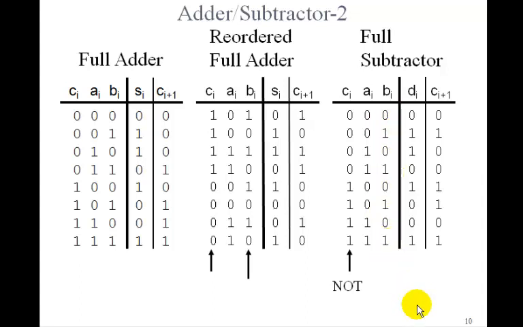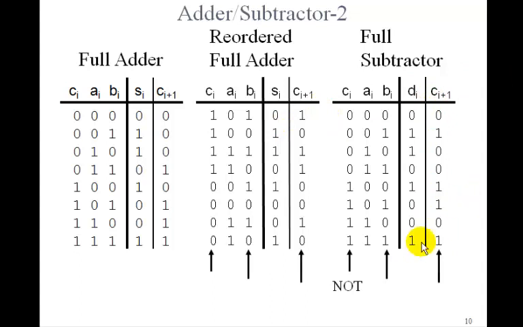So that, again, is the not. So this B is just the not of this column. How about the S and the D? Well, they're identical. How about CI plus 1 and CI plus 1 here? Here's 1, 0, 1, 1. This is 0, 1, 0, 0, and this is 0, 0, 1, 1, 1, 1, 0, 1. So again, this is just the not of that column.